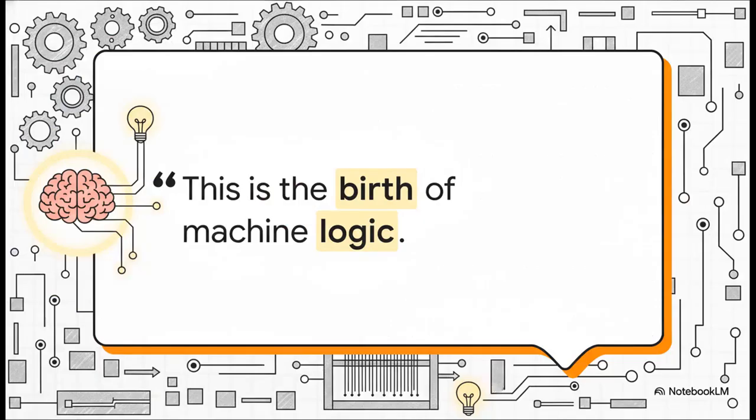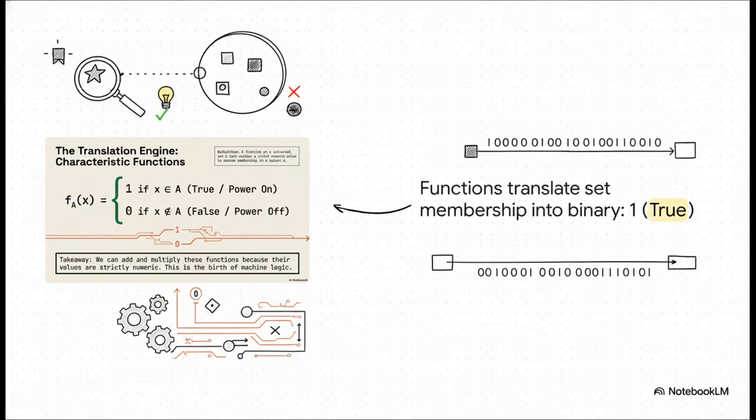Now, really pay attention to this next idea. This is the moment it all clicks. This is the moment the abstract becomes real. This is literally the birth of machine logic. And this right here is the key: the characteristic function.